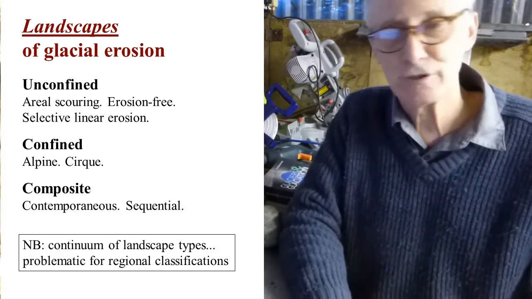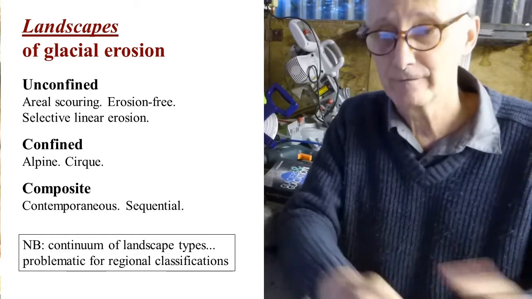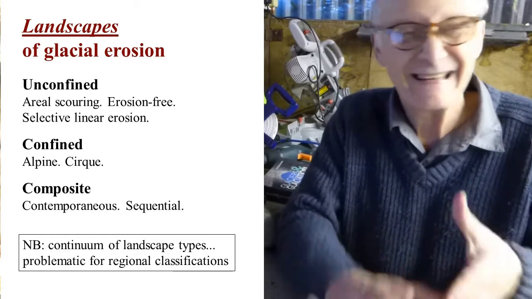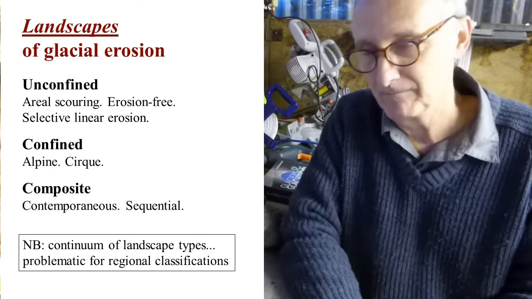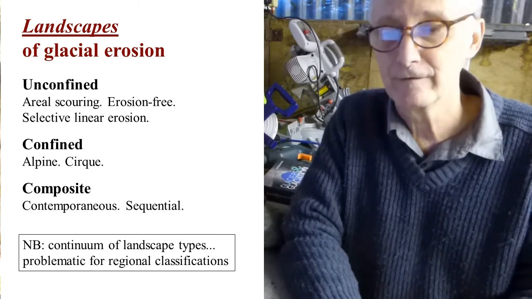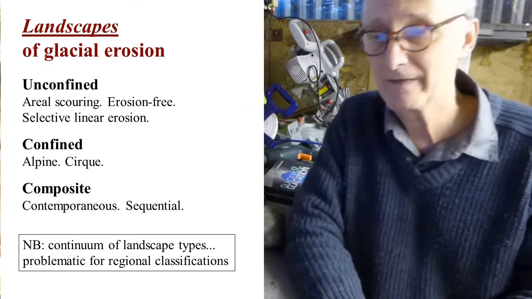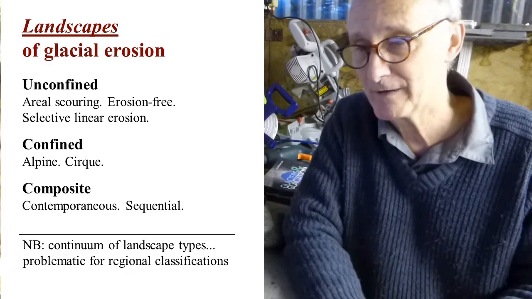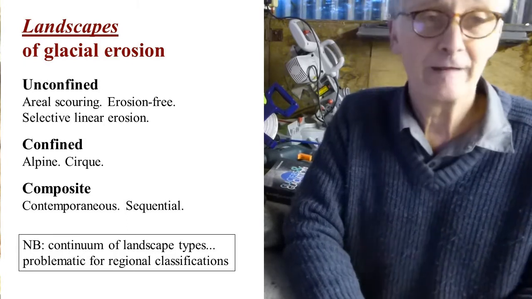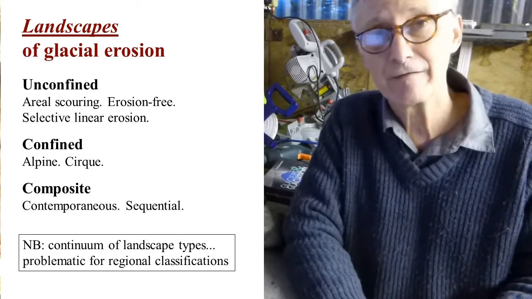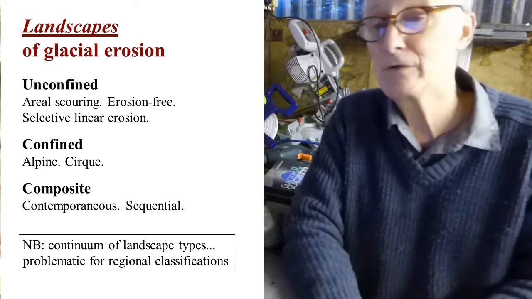So ice sheet erosion landscapes are unconfined, and valley glacier or mountain glacier landscapes are confined landscapes. Within each of those there are again different varieties. So we've talked about the landscapes of aerial scouring already. I showed you a picture of that a second ago. Also, for example, under many cold-based glaciers there are landscapes where there really isn't much erosion, erosion-free landscapes.